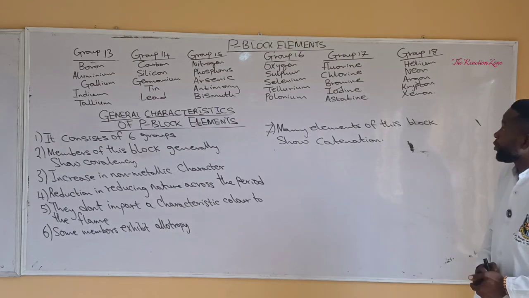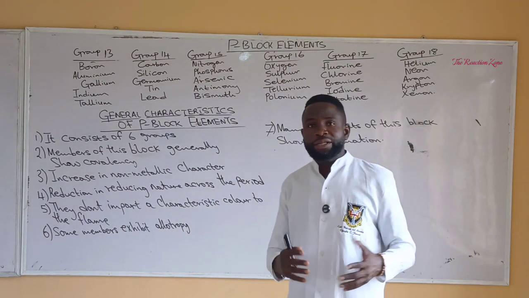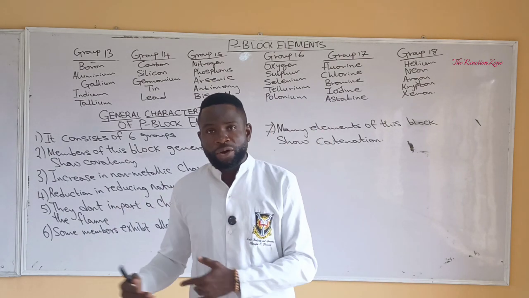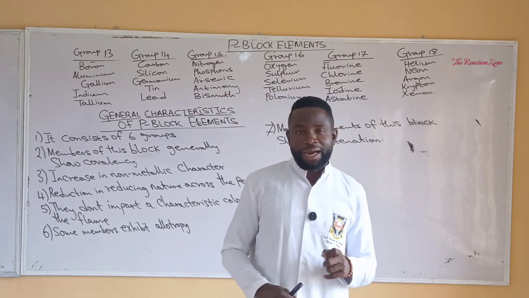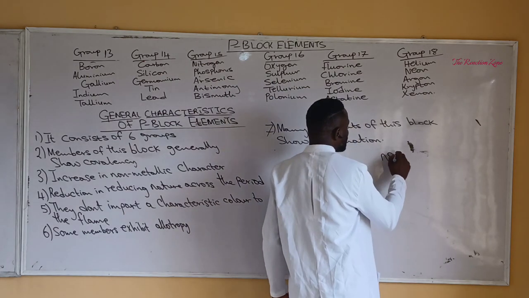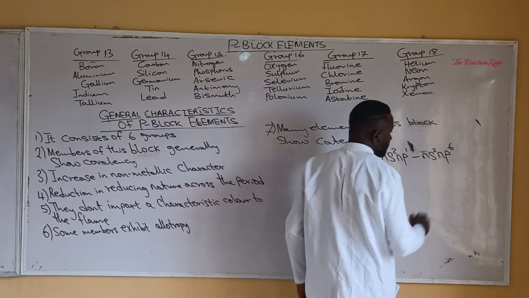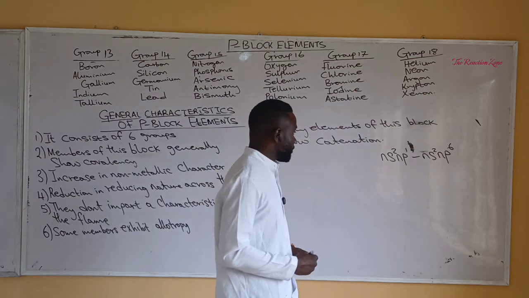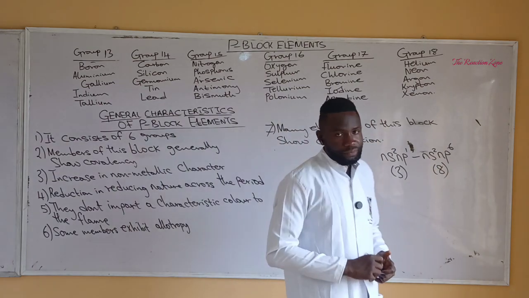In today's lesson, we're going to look at P block elements. P block elements are elements in which their last electron enters into the P subshell of the outermost electron shell. P block elements have valence shell electronic configuration that ranges from ns2 np1 to ns2 np6. What this means is that the valence electrons of P block elements range from 3 to 8.